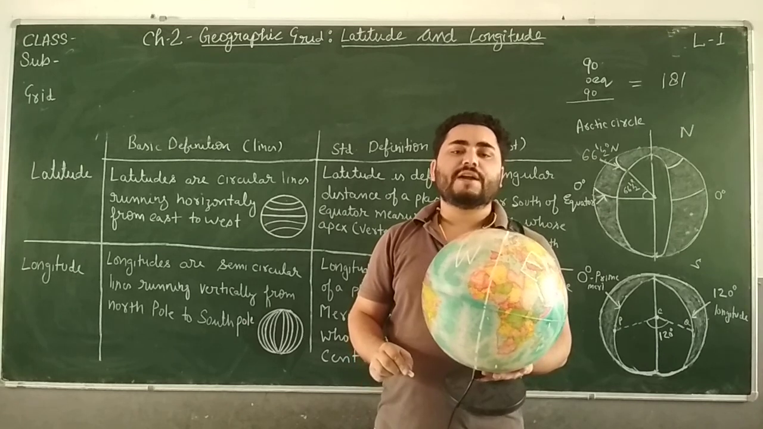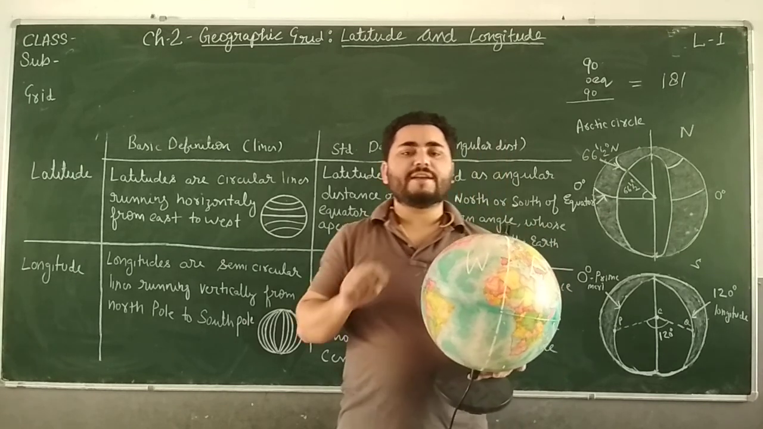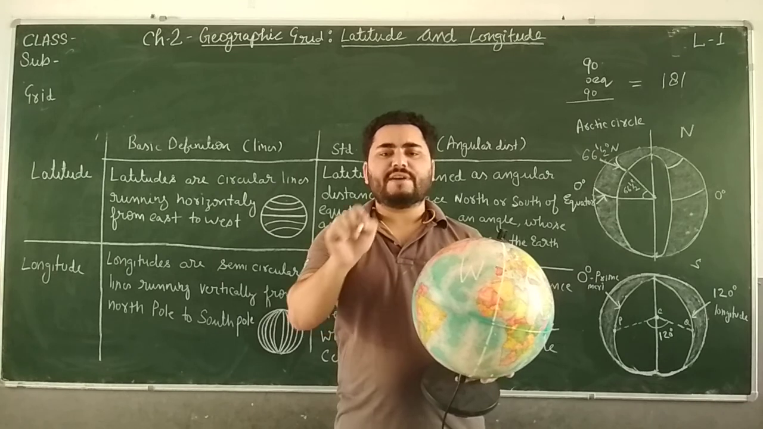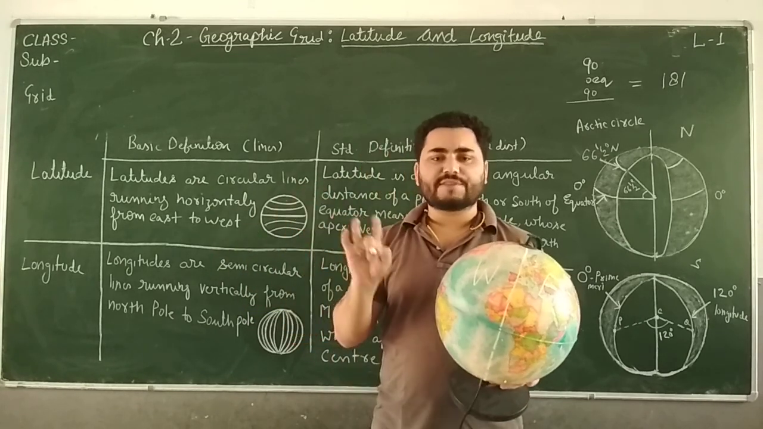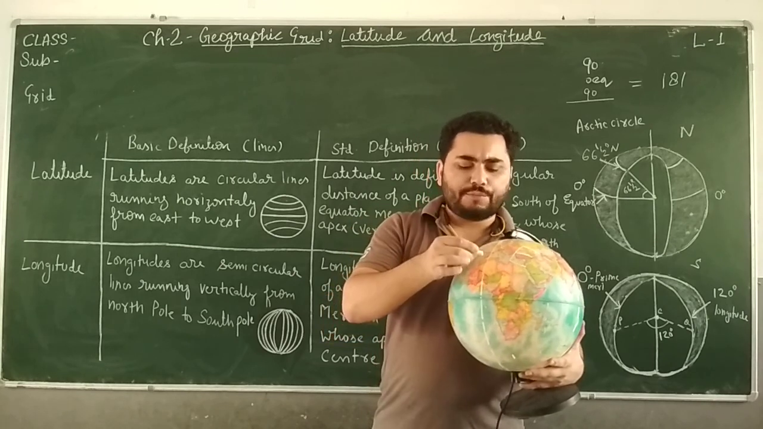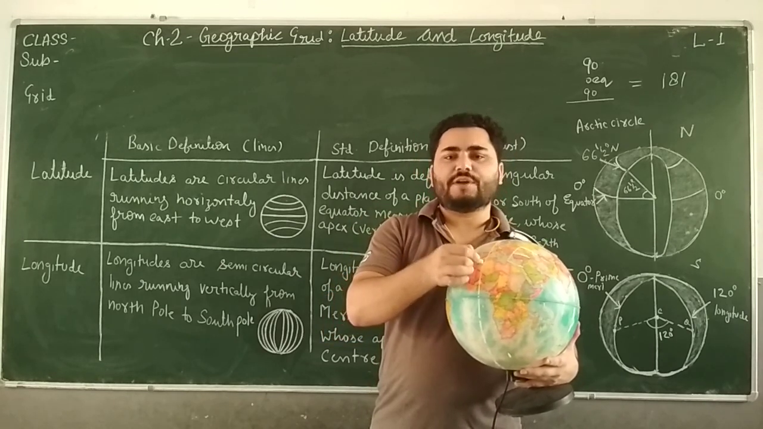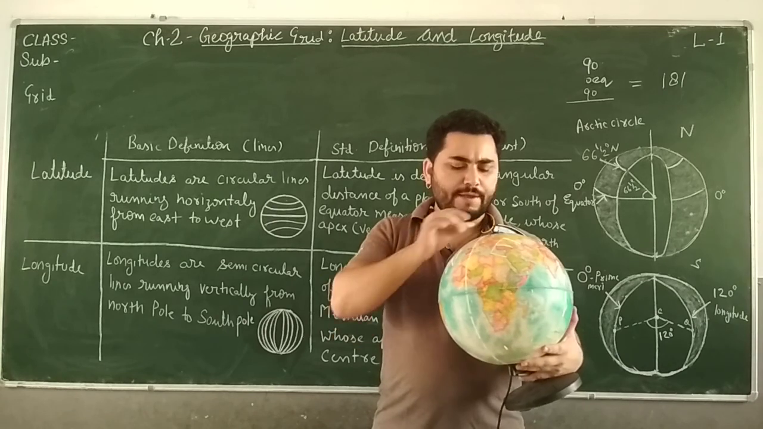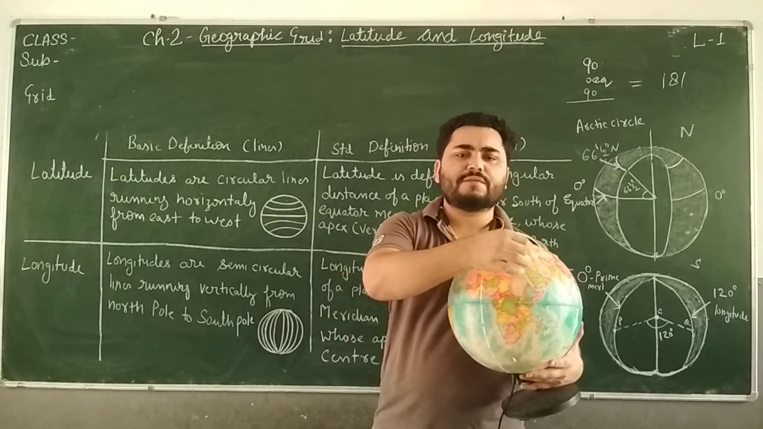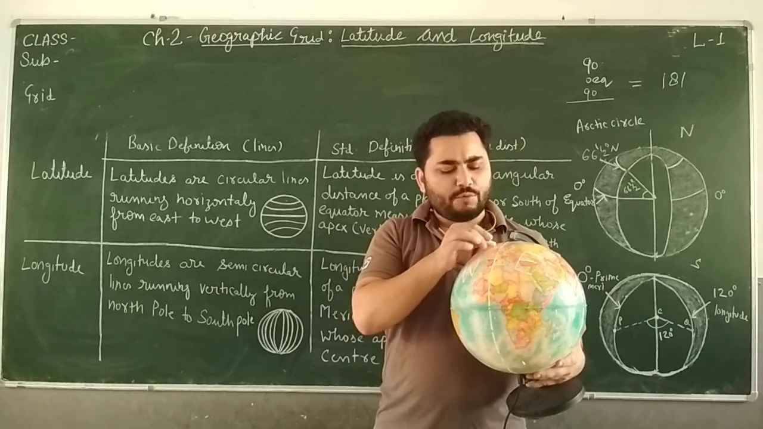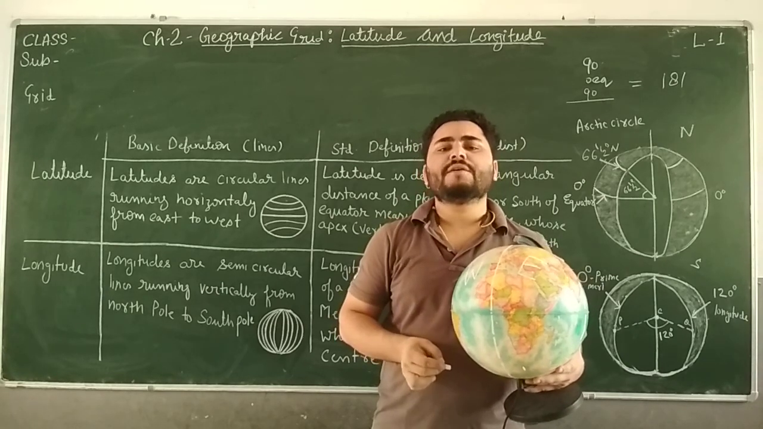Which line? 180 degree. Now 180 degree east and 180 degree west, both lines are the same, okay. So for 0 degree we will not have east or west, it will be 0 degree only. When we write 1 degree, if we are moving in the eastern hemisphere, we will write 1 degree east. If we are moving in the western hemisphere, we will write 1 degree west.